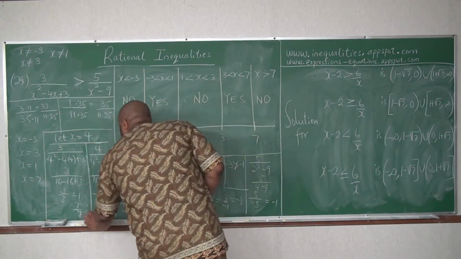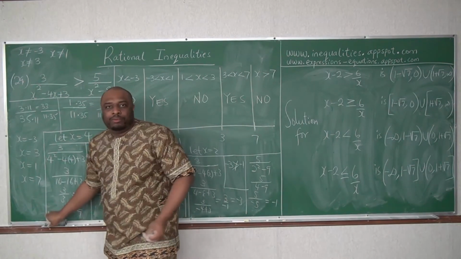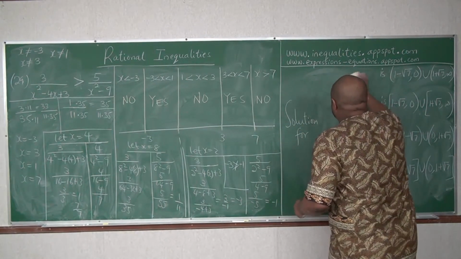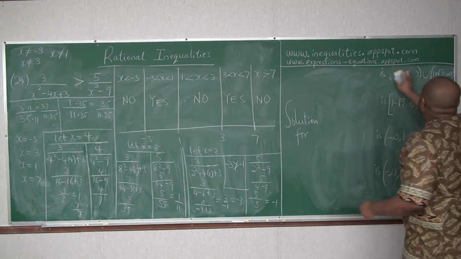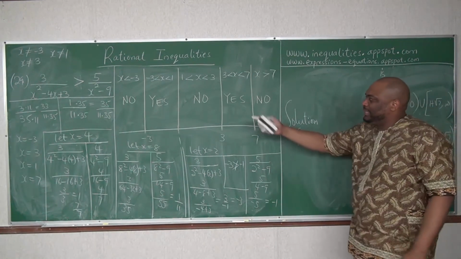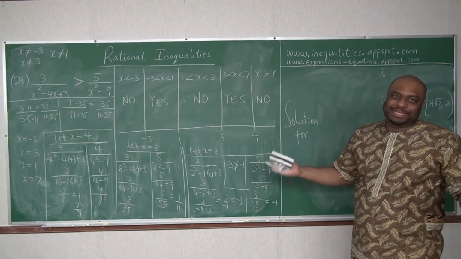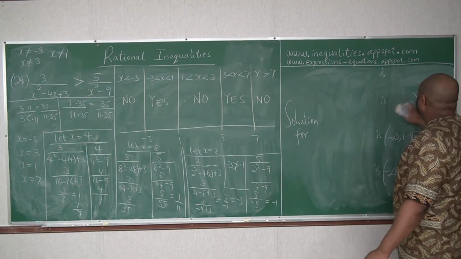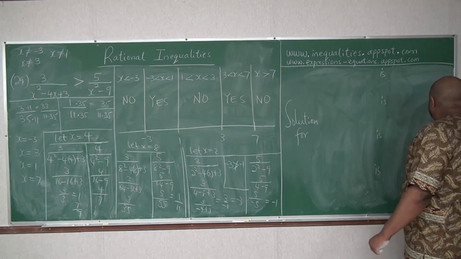Alright. We can now write our answers here. I know that this one took us time because it has 4 test points and 5 test intervals. But you can do it. Do you get it? Do you understand it?